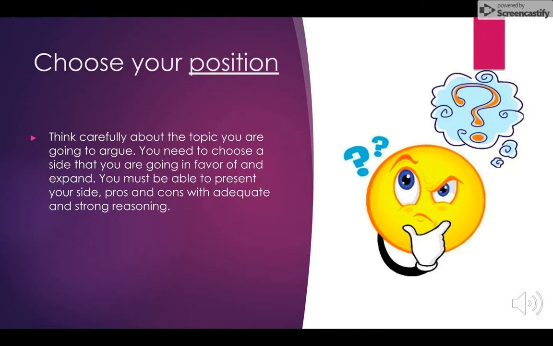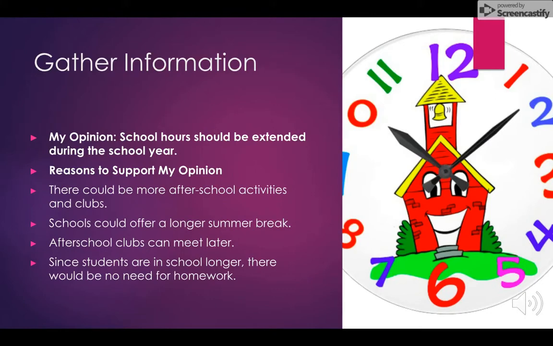Once you have that, you're going to start gathering information. When you choose an opinion, you need to have reasons or evidence to back up your opinion. So let's look at this example. School hours should be extended during the school year. The person that wrote this also provided us with reasons to support his opinion.